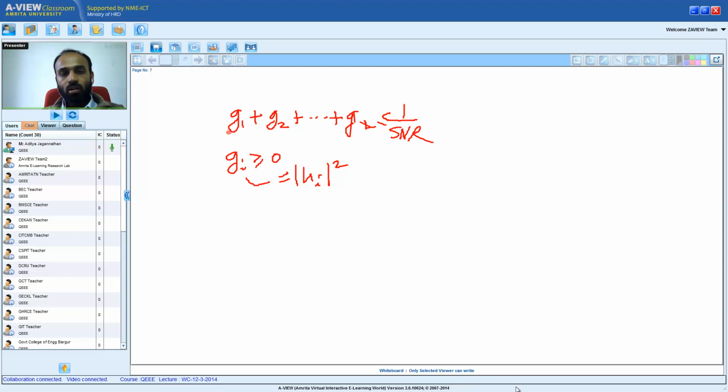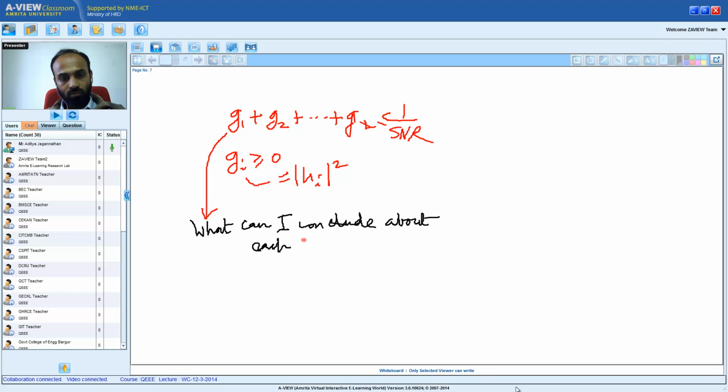Therefore what can I conclude about each GI? If G1 plus G2 plus so on up to GL is less than or equal to 1 over SNR, what can I conclude about each GI? Can someone answer this question?